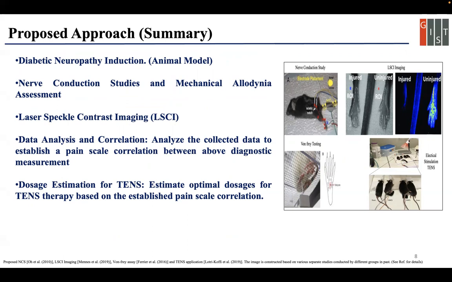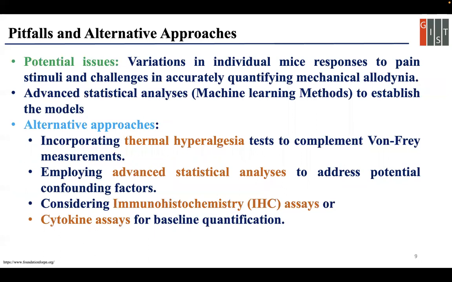Finally, from that, I will do the dosage estimation for the electrical stimulation as a therapy. Finally, there will be some alternative approaches or pitfalls. The potential issue that arises from this research is that the individual mouse response can be different for each mouse. So I will find out the exact amount of variation using many kinds of machine learning methods to establish this model. Also, I am considering immunohistochemistry and other cytokine assays to have better baseline quantification.